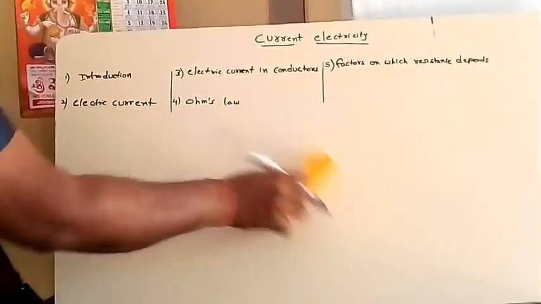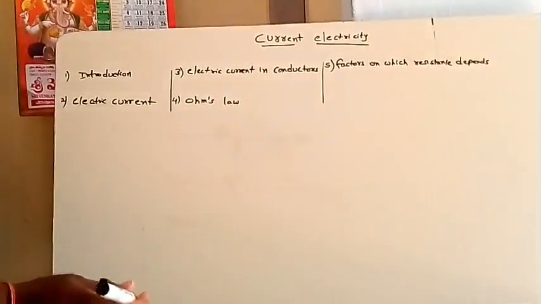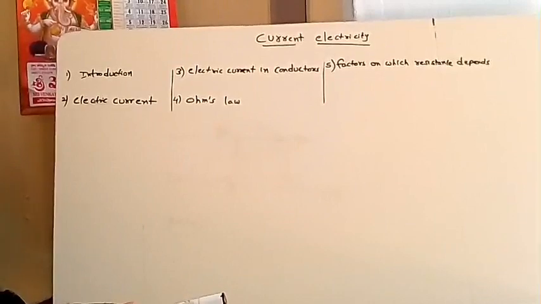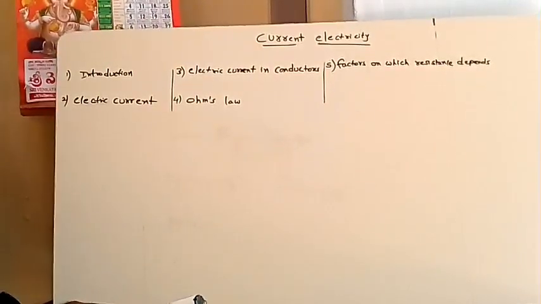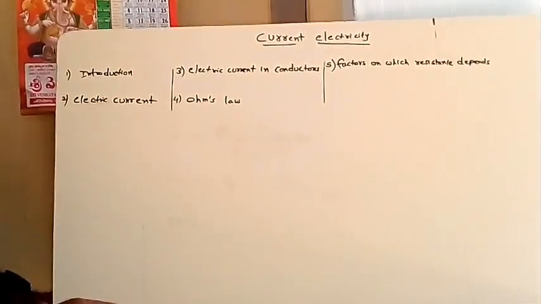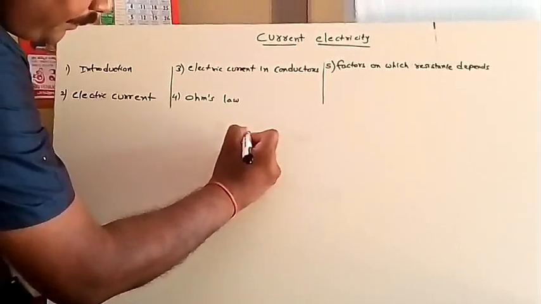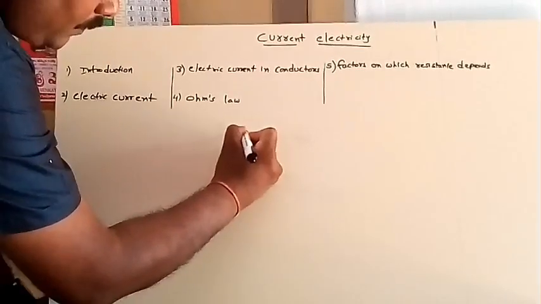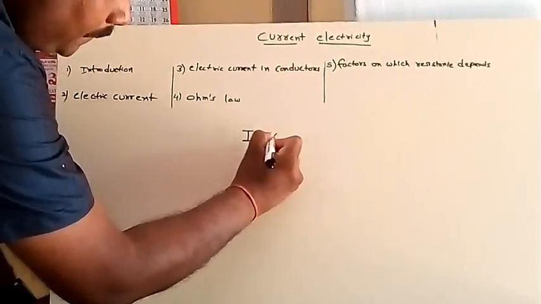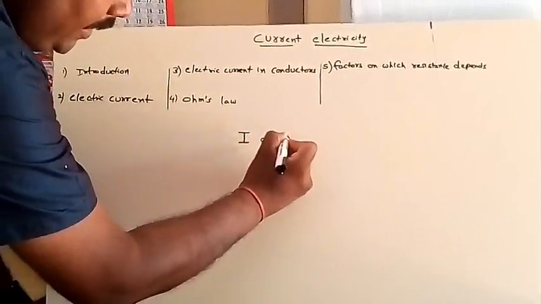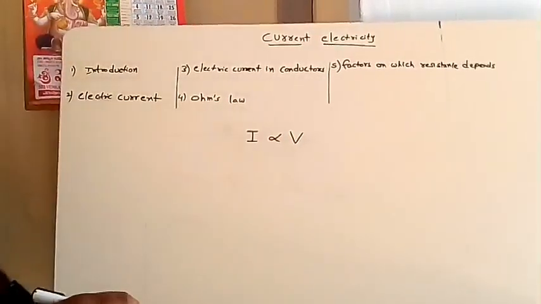Now, after this, we will see one important principle, namely Ohm's law. What is Ohm's law? The current passing through the conductor is directly proportional to the potential difference developed across the ends of the conductor.